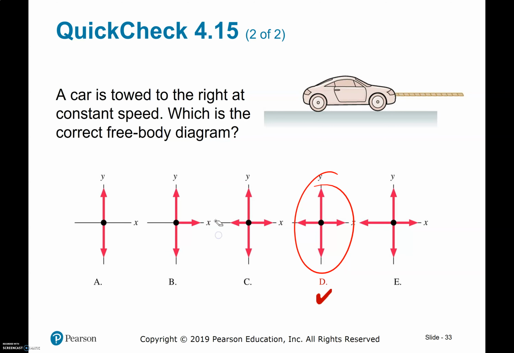And these two have to be equal because it says the car is moving at a constant speed. Constant speed means acceleration is equal to 0. That means the net force is equal to 0. Therefore, this tension here has to cancel the friction force here.